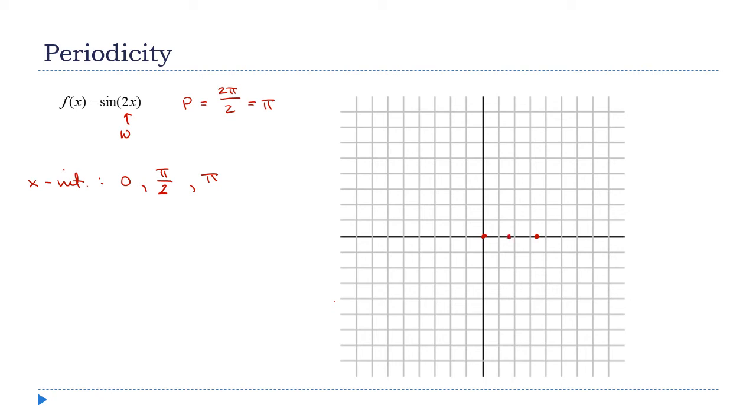Okay, now what else do I know, right? I know that the maximum value occurs halfway between the first two intercepts. Well, halfway between those two is pi over 4. So pi over 4 is where my maximum is going to be. That's going to be pi over 4, comma 1. And I know that my minimum, let me switch colors here.